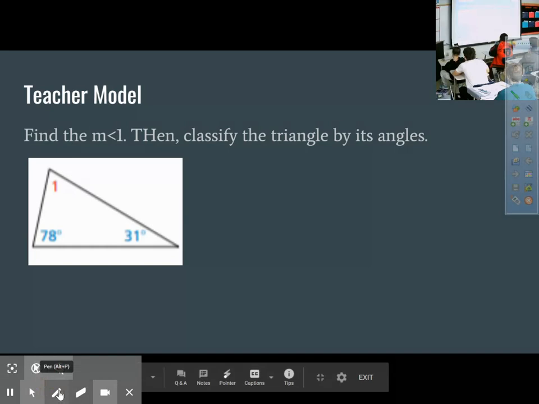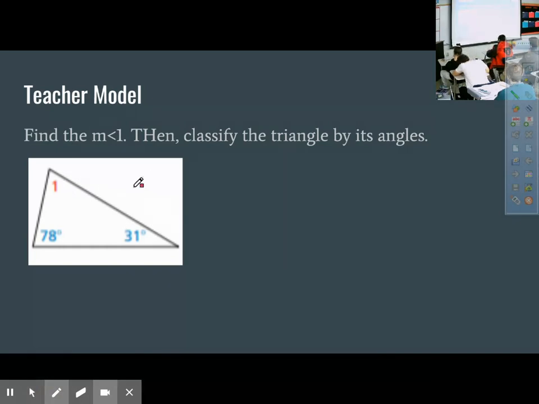There we go. All right, so look at this one. It says find the measure of angle 1, then classify the triangle by its angles. I noticed that all 3 angles are interior angles. So that means I'm going to use the triangle sum theorem, which says all 3 angles add up to 180 degrees. Well, if they all 3 add up to 180, and I only know these 2, I need to see what these 2 add up to, and then see how much I have left.